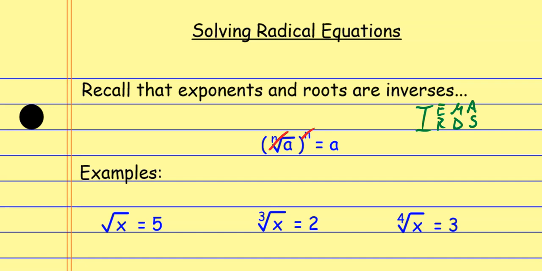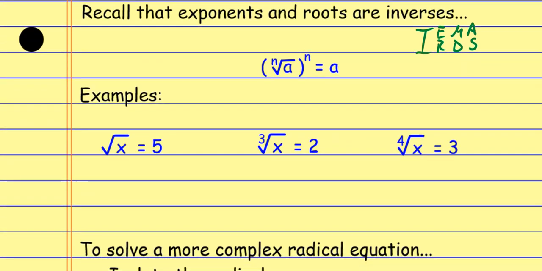For example, if I look at something like this guy, this is the square root of x equals 5. And again, you have to remember that the square root has a little 2 in here. So to undo a square root, I need an exponent of 2. If it's a root of 2, I need an exponent of 2 to cancel out. Roots and exponents cancel each other out.